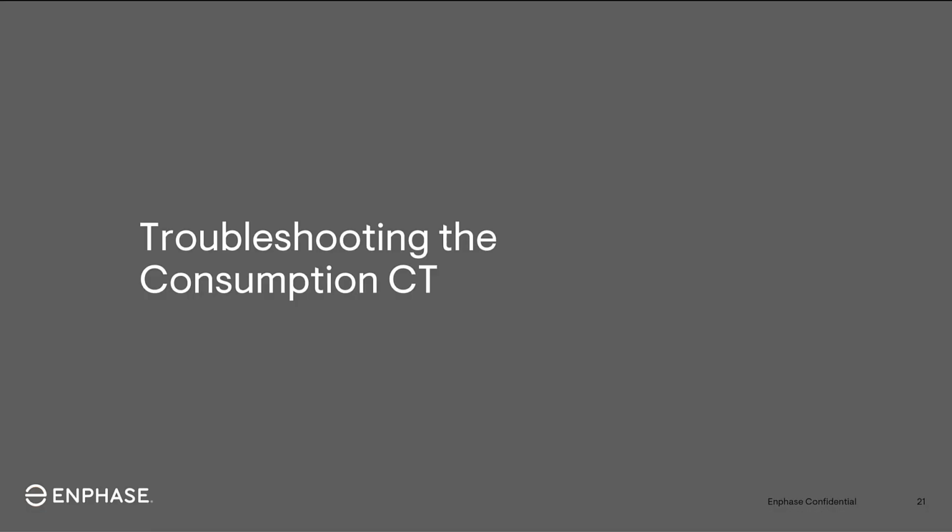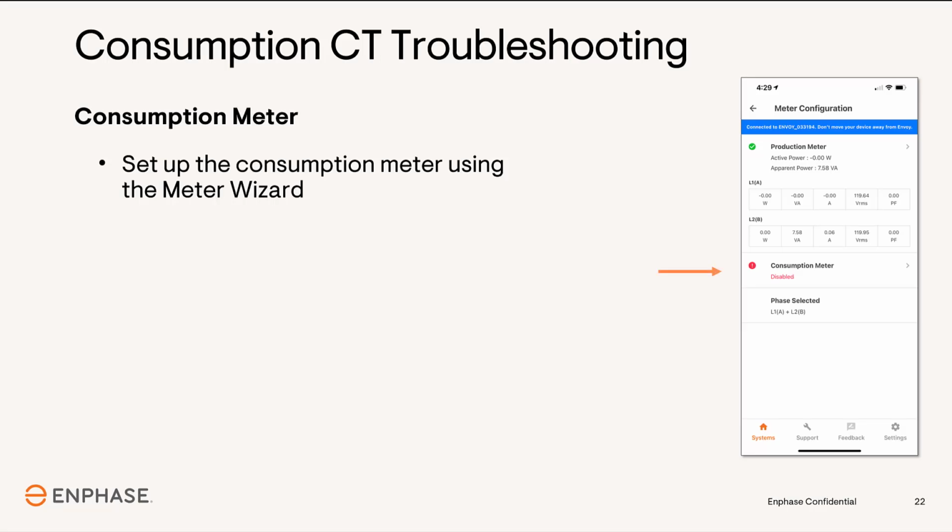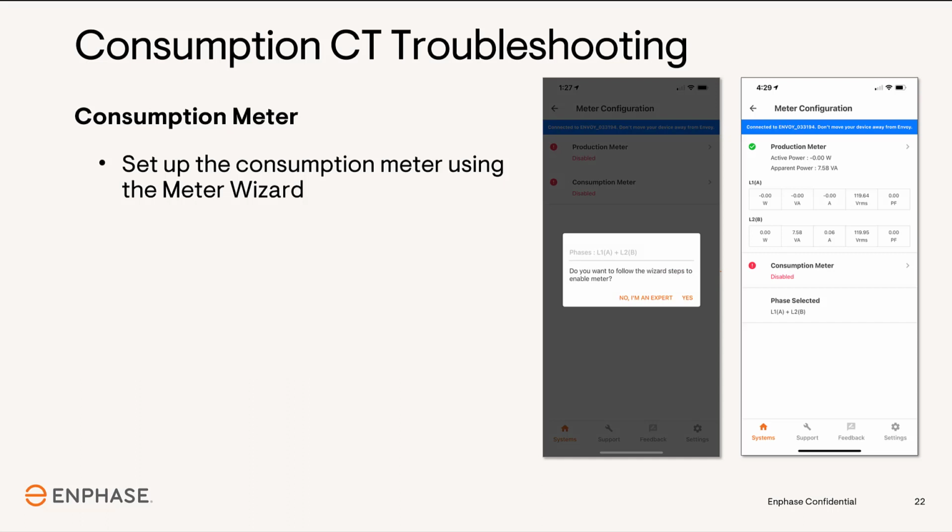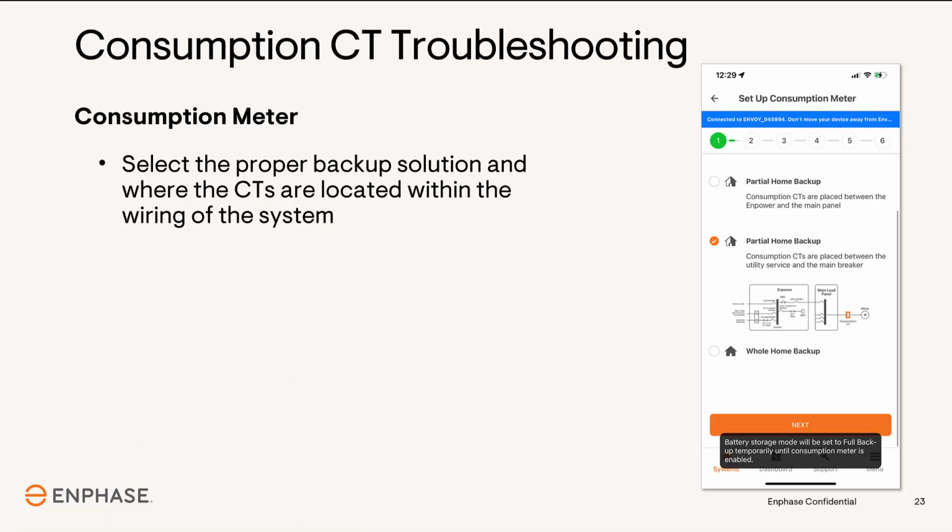In this section, you will learn how to use the Installer app to troubleshoot and diagnose installation errors with the Consumption CTs. Launch the meter wizard for the Consumption CTs, and make sure that you select Yes. You want to follow the wizard steps. Select the backup type for the installation and where the meter is installed within the wiring of the system. It's important to select the correct CT placement so that the gateway can calculate the true consumption values correctly.